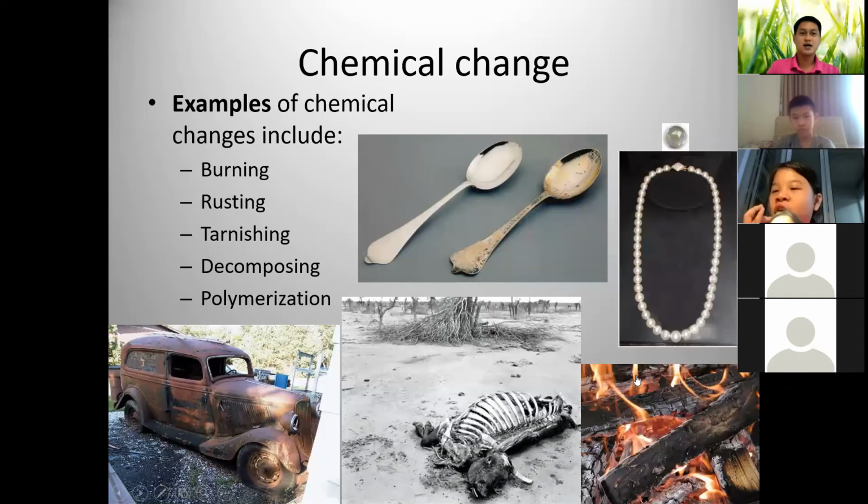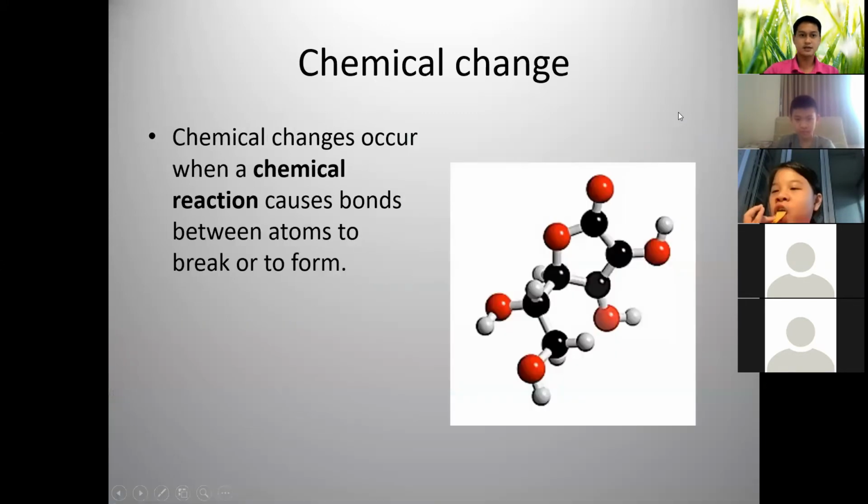Examples of chemical changes include, first one, burning, rusting, tarnishing, decomposing, and polymerization. So here are different examples of chemical changes. Who wants to read this one?